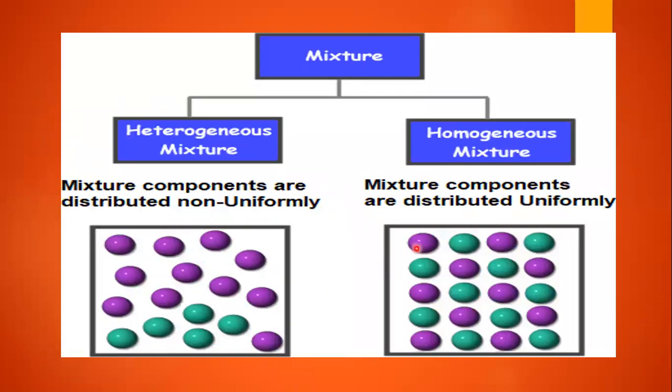See here, we are going to have two types of mixtures. I already said this to you. One is homogeneous mixture and the other is heterogeneous mixture. What is a homogeneous mixture, and where are we going to find it? I already said this to you, and again I am going to tell you.